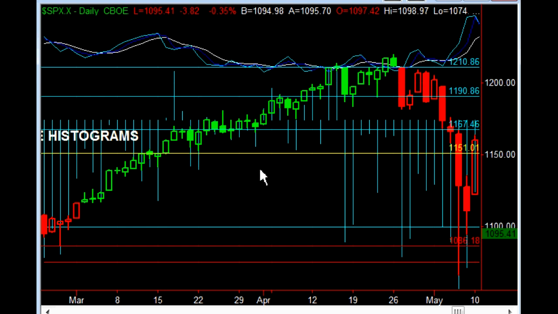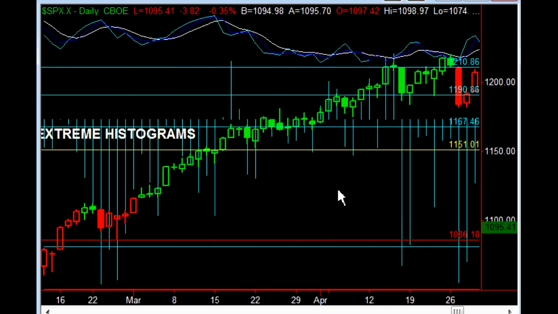And I think it's an important way to look at the market and see it from a reflection of people's money and how it's being applied, and that's what the extreme histogram attempts to solve for everyone.